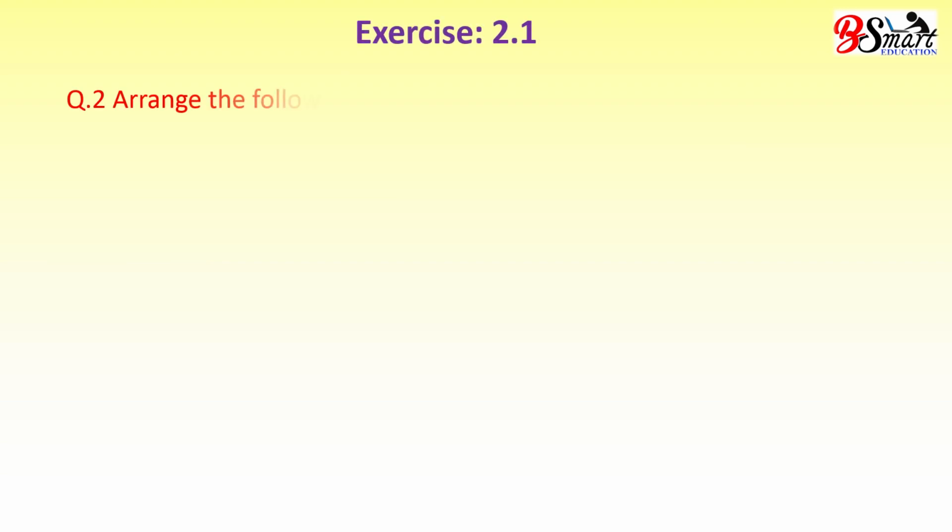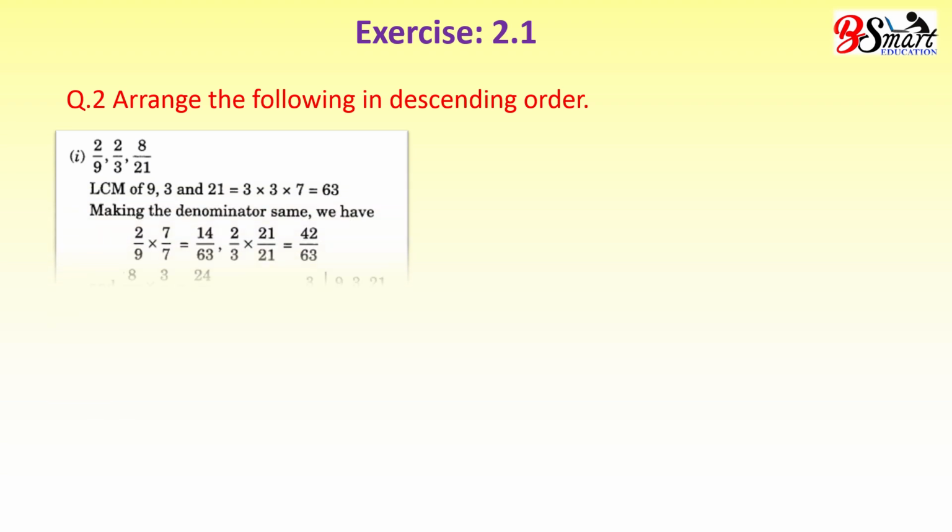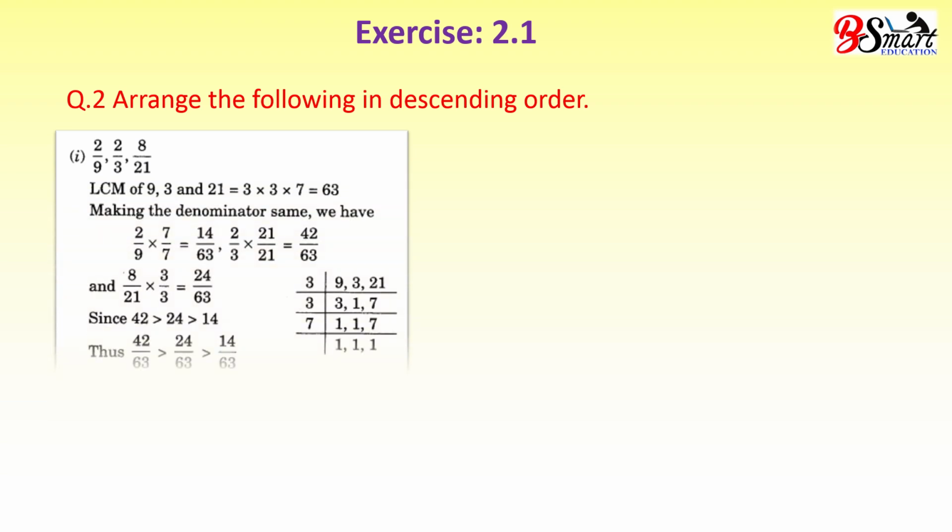Question number 2. Arrange the following in descending order. First 2 by 9, 2 by 3 and 8 by 21. Here we calculate the LCM of 9, 3 and 21, which is 63. Making the denominator the same, we have 2 by 9 into 7 by 7 equal to 14 by 63, 2 by 3 into 21 by 21, which is 42 by 63, and 8 by 21 into 3 by 3, which is 24 by 63.